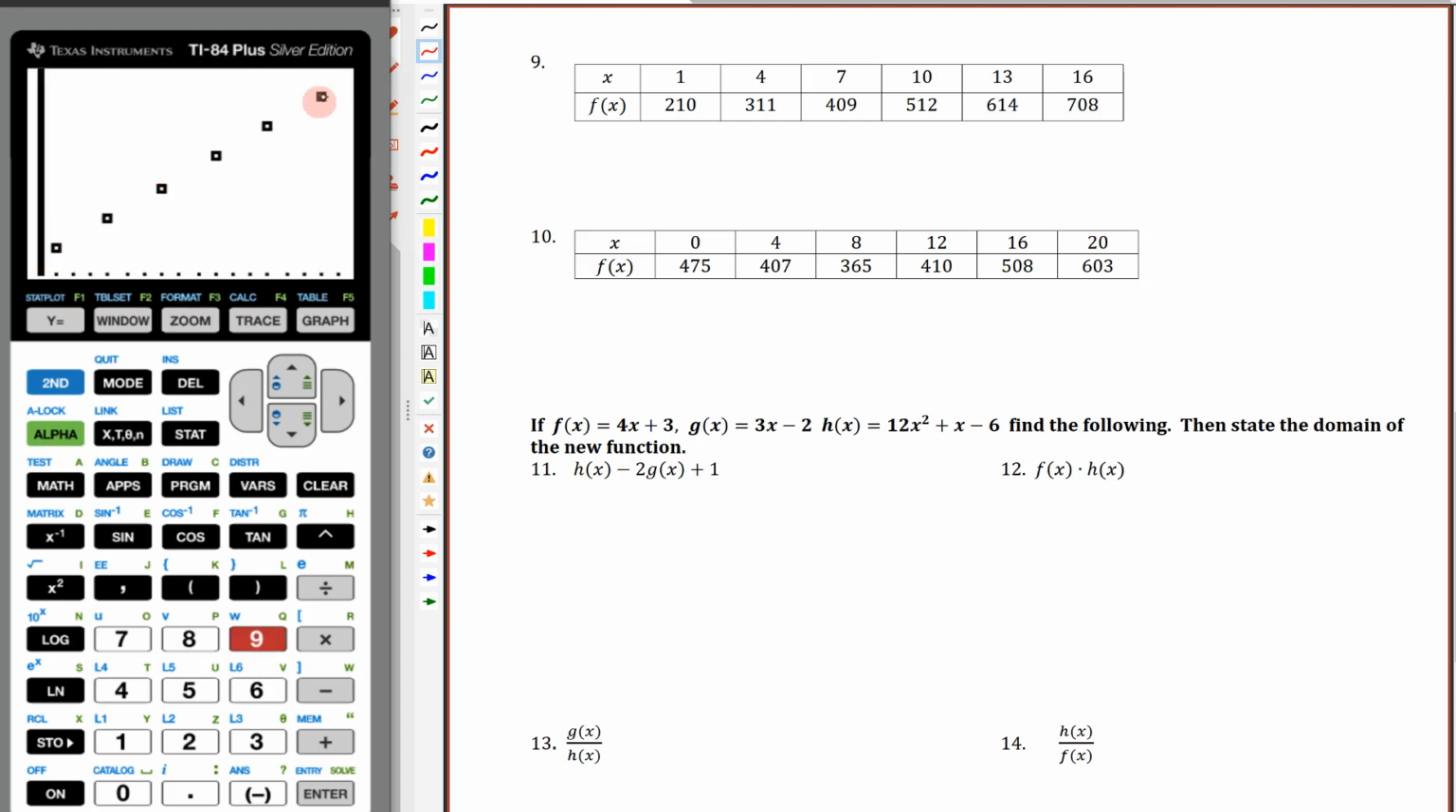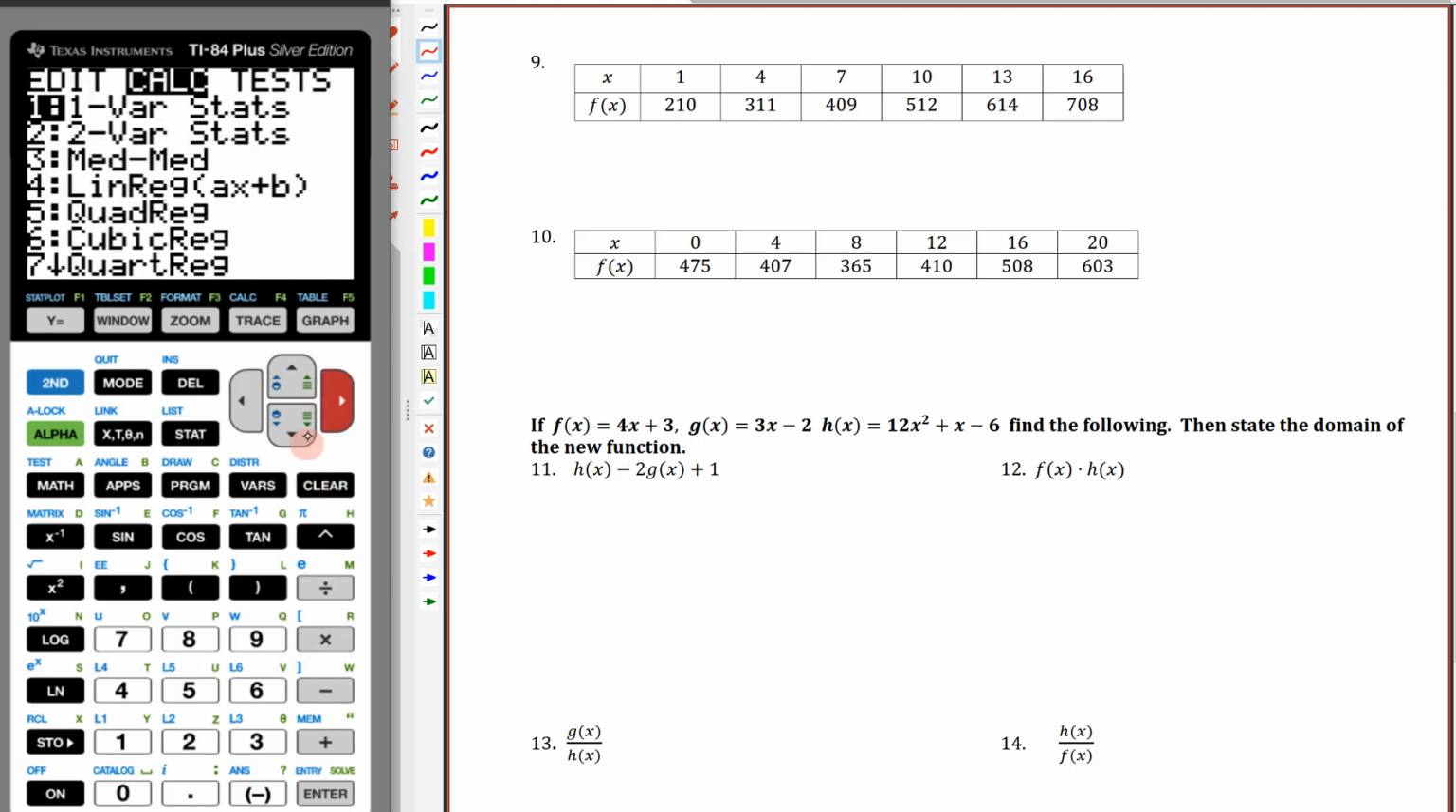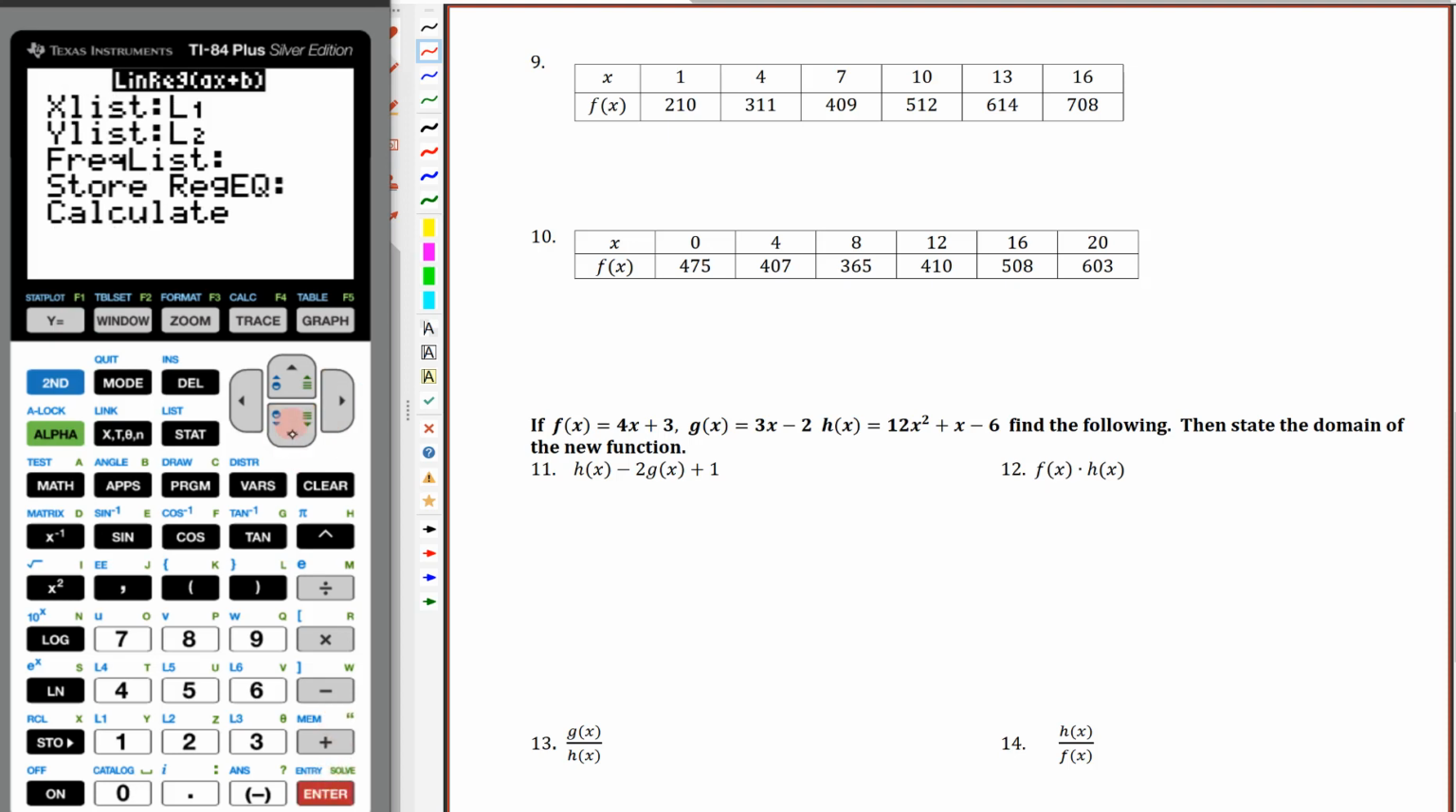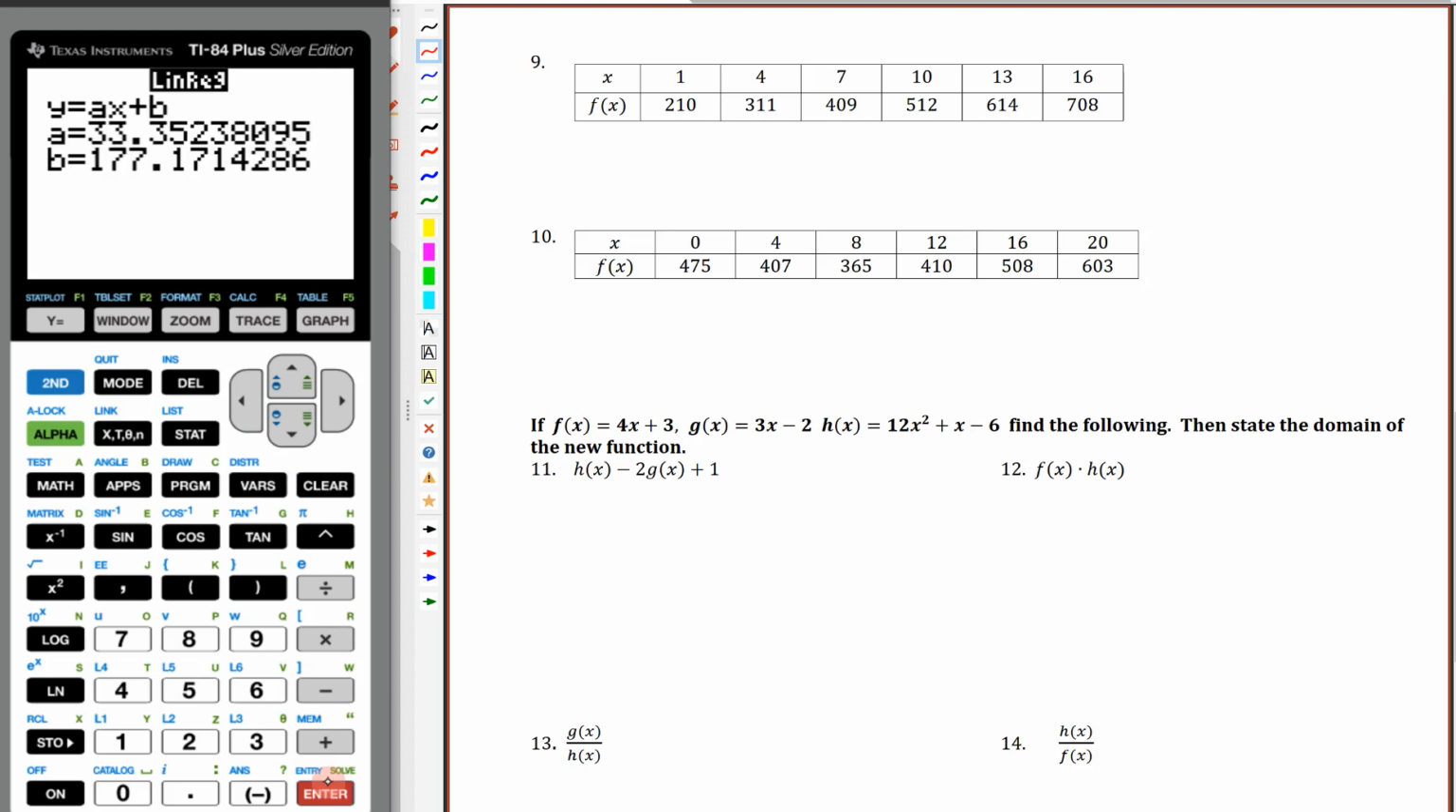And you'll notice that we've got a nice line here, which if you take a look, this is 210, then 311, then 409, then 512, and 614, and 708. These, we're basically adding 100 every time. Now remember, actual data is very seldom going to match a model perfectly, but we think this is going to be a linear regression. So let's go ahead and hit stat, calculate. We're going to do a linear regression. That's number 4. And come down here, we're using L1 and L2. We'll tell it to calculate, and there we go.